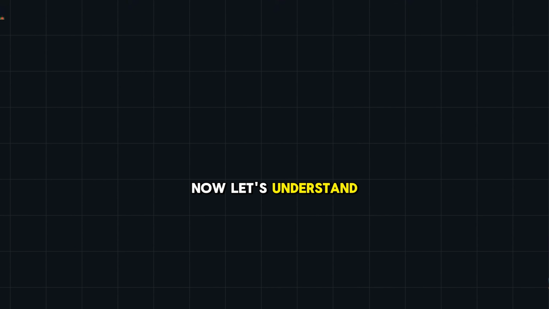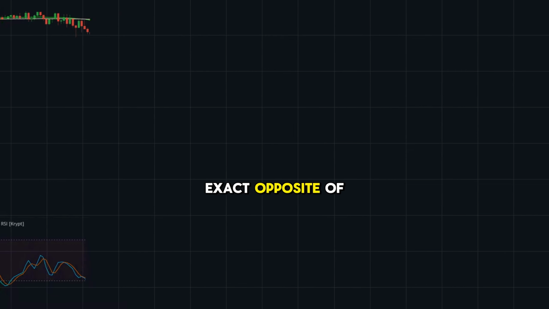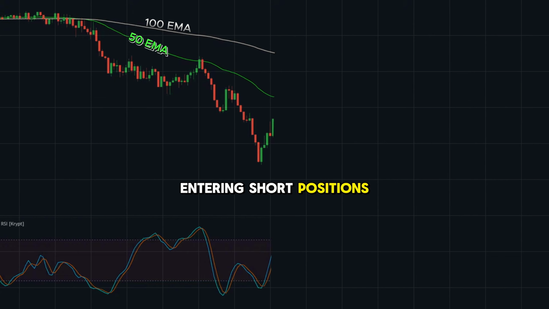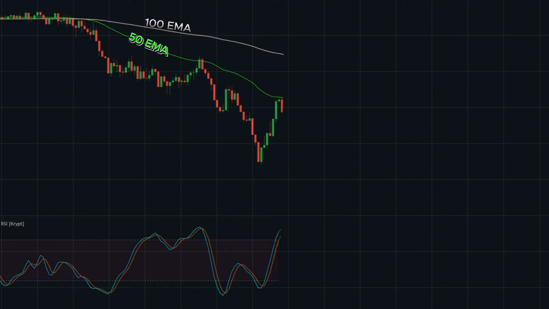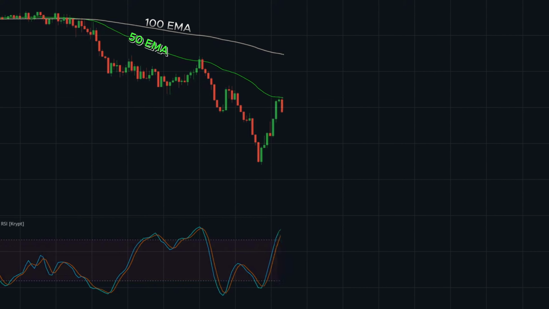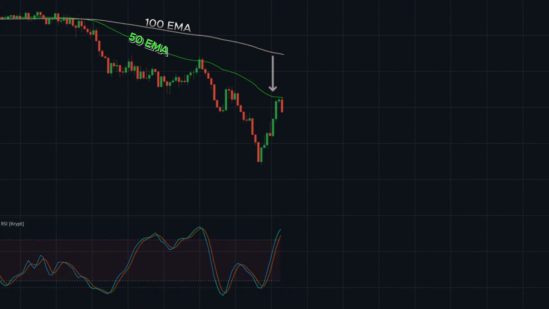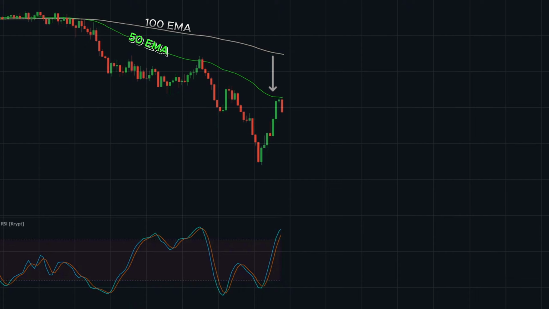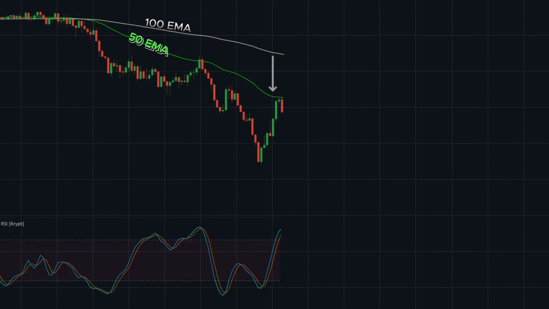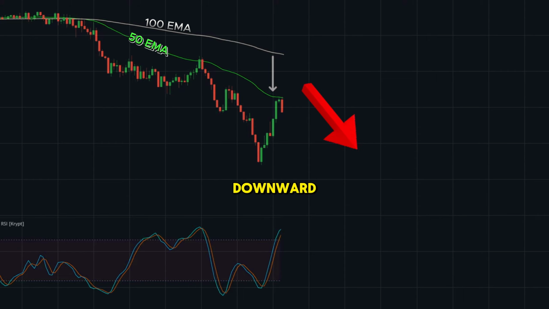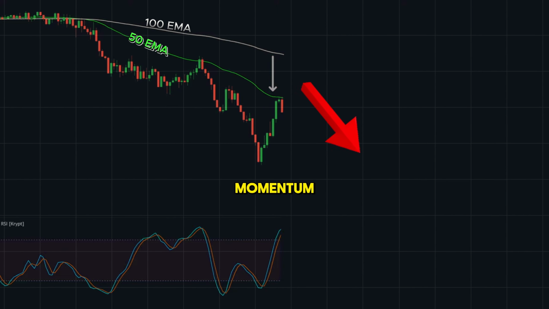Now let's understand the conditions for entering a short trade. Entering a short position is the exact opposite of entering a long position. Let's start with the rules for entering short positions. Here are the detailed conditions for entering a short trade. First, confirm that the 50-period moving average is positioned below the 100-period moving average. This configuration indicates a downtrend in the market. Additionally, both moving averages should be sloping downward, reinforcing the bearish momentum.